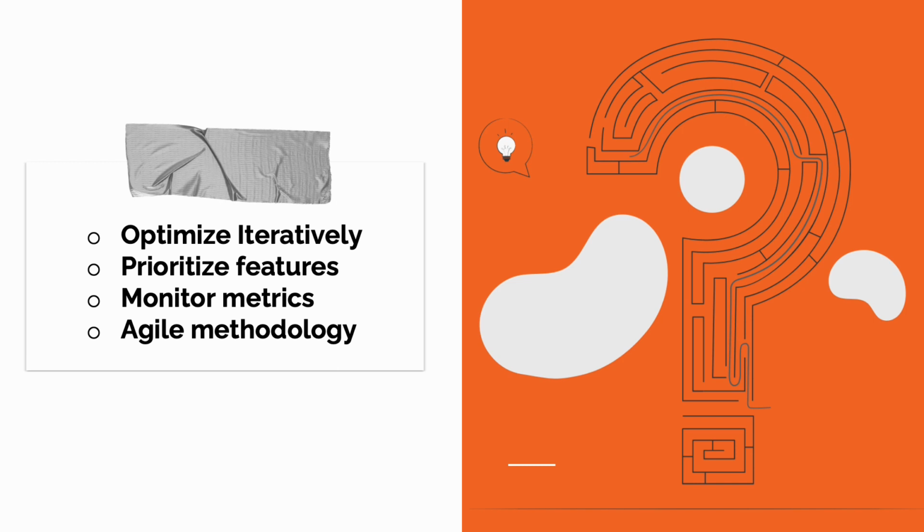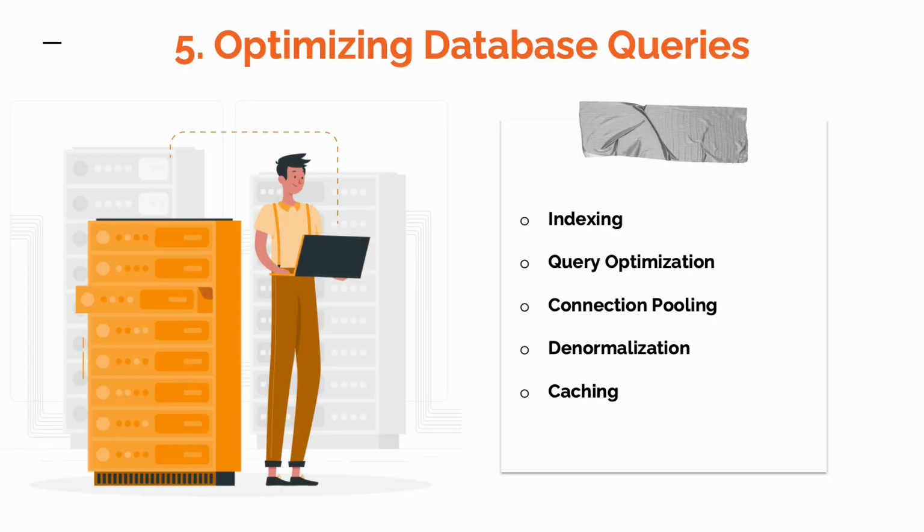Now let's move on to other strategies that can help improve the software performance. Next up is optimizing database queries. It involves ensuring that queries are written efficiently and that the database is properly indexed. This can help reduce the time it takes to retrieve data and improve application speed. Here are some techniques that can be used to optimize database queries and improve software performance.